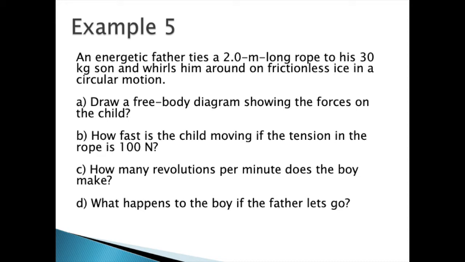Example 5. An energetic father ties a 2-meter long rope to his 30-kilogram son and whirls him around on frictionless ice in circular motion. A. Draw a free body diagram showing the forces on the child. B. How fast is the child moving if the tension in the rope is 100 newtons? C. How many revolutions per minute does the boy make? D. What happens to the boy if the father lets go?